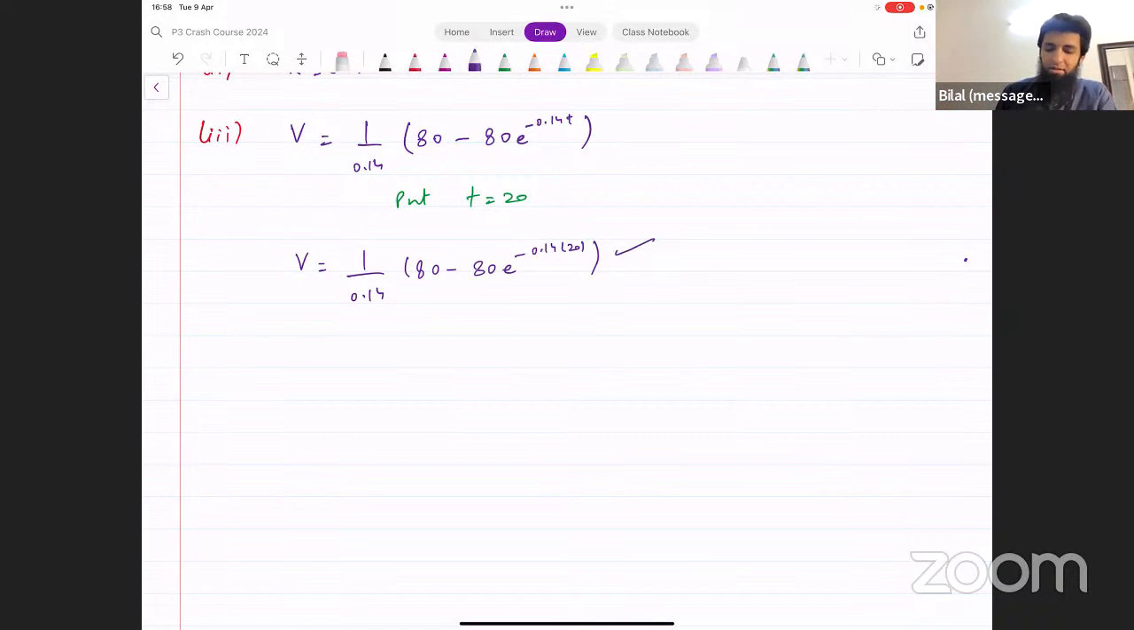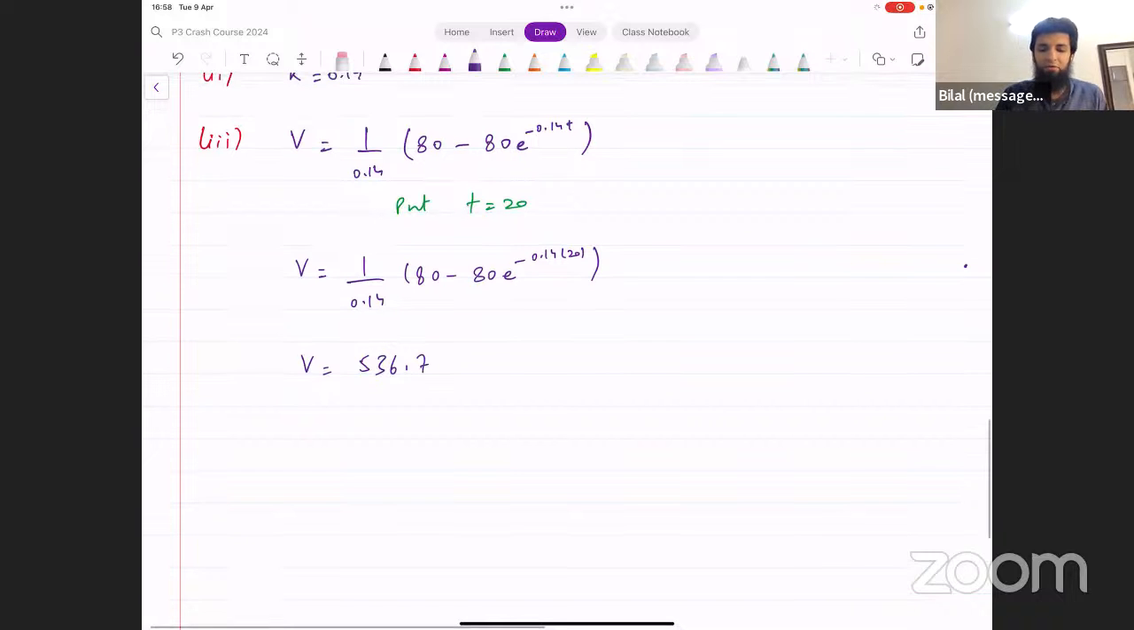Put this whole thing in your calculator and see what that gives you. 536.6768. 536.68. So you can say 536.7, or to three significant figures, 537. That's the value of V when t equals 20.